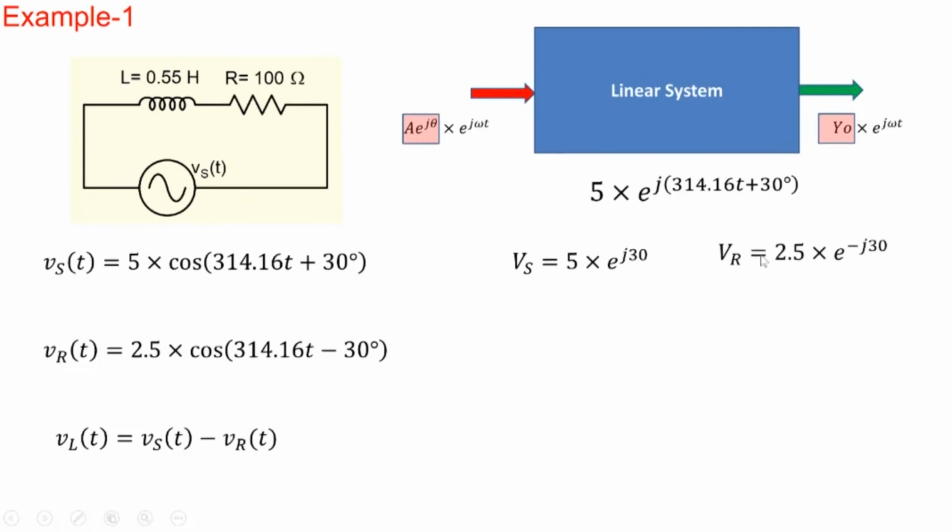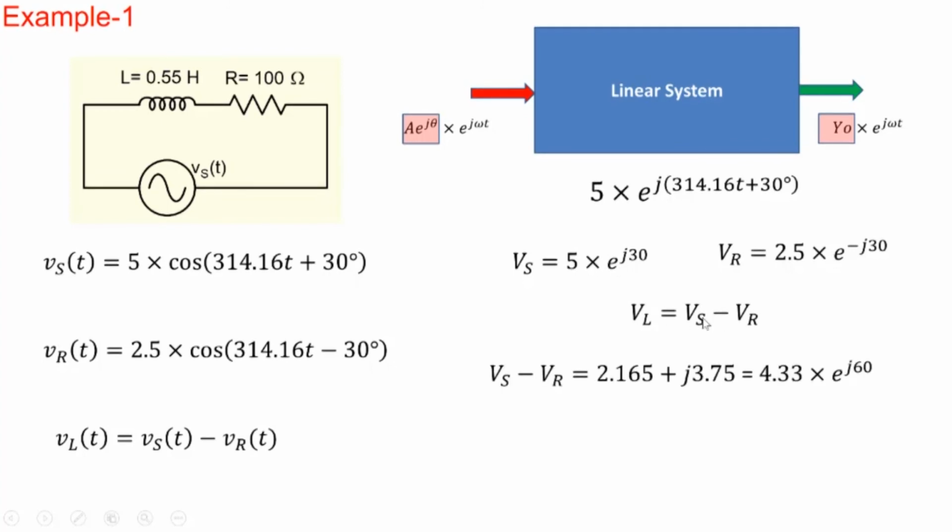Okay, and similarly VR then becomes 2.5 e to the power minus j30 here. So focus on Vs and VR written in this form, e to the power j omega t, just forget it. Now perform the algebra, Vs minus Vr. So do that, VL equal to Vs minus Vr. So everything you do with these quantities here, these complex quantities.